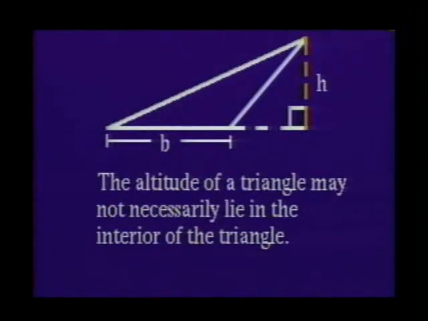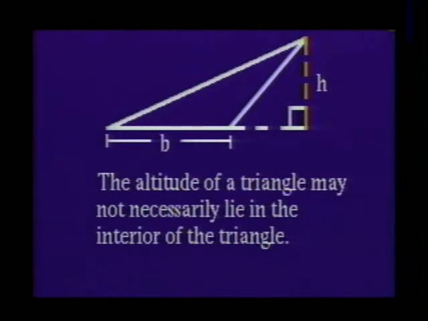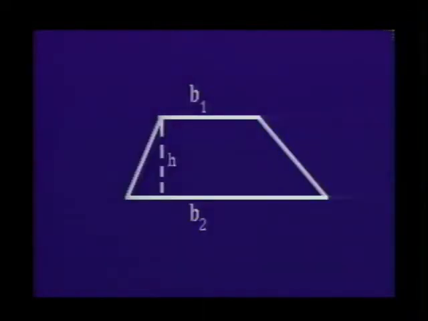Remember, in a triangle, a line segment drawn from a vertex of the triangle perpendicular to the side opposite that vertex is the altitude or height to that side, and the altitude may not necessarily lie in the interior of the triangle. Next, let's develop a formula for the area of a trapezoid.